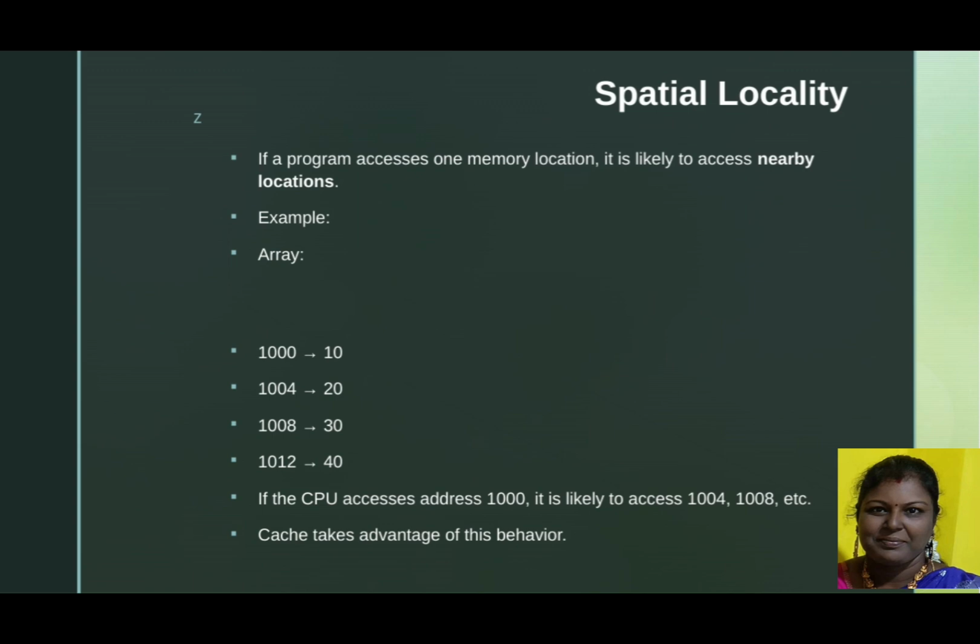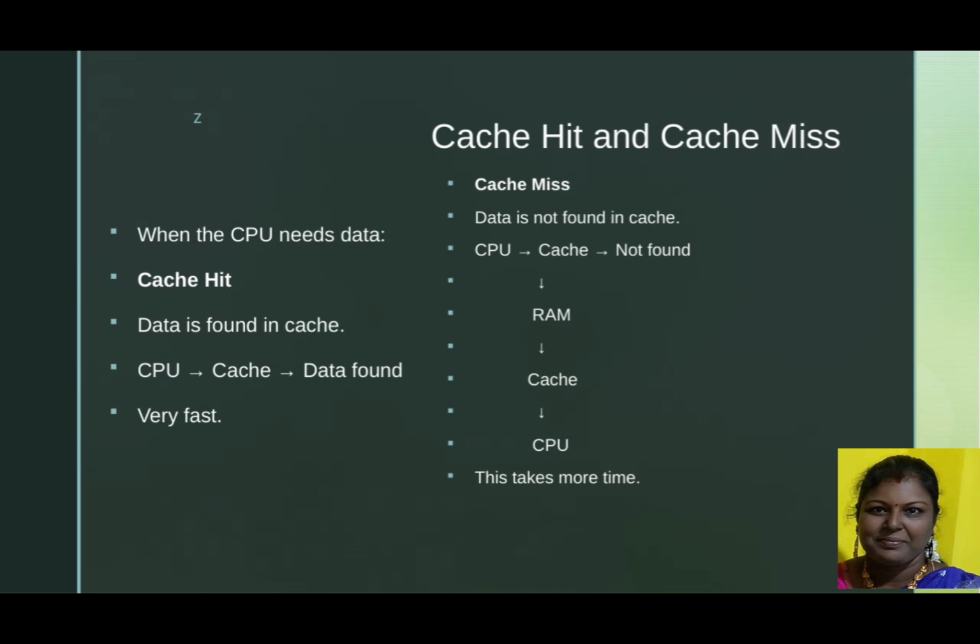Let's talk about cache misses and hits. A cache miss happens when the data the CPU needs isn't in the cache. The CPU checks the cache, comes up empty, then has to go all the way to RAM to get it. That takes more time. On the other hand, a cache hit means the data is right there in the cache, ready to go. That's much faster. Understanding this difference is key to grasping why cache performance matters so much.